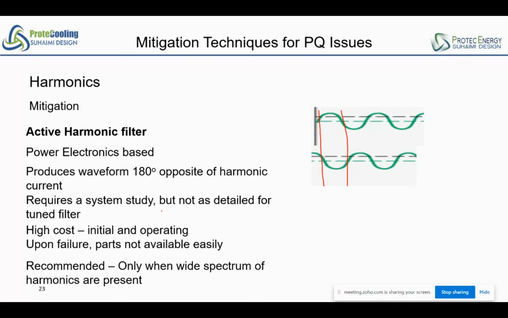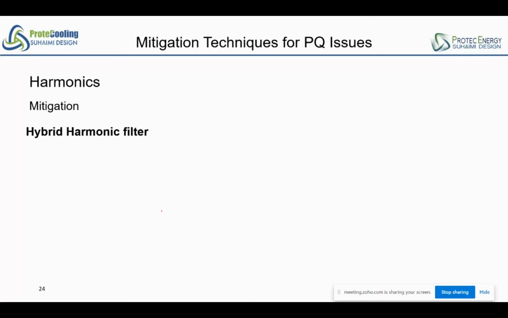We recommend the active harmonic filter only when there is a wide spectrum of harmonics present in the system. What we mean by wide spectrum is that you have harmonics like third, fifth, seventh, 11th, 13th, 19th, up to let's say 25th or 30th order with considerable amplitude. Then only we will be recommending active harmonic filter. Otherwise, you will be having a maximum of fifth, seventh, 11th, 13th, or a few triplen harmonics, that is third, ninth, 15th order. These can be easily filtered out using passive filters.